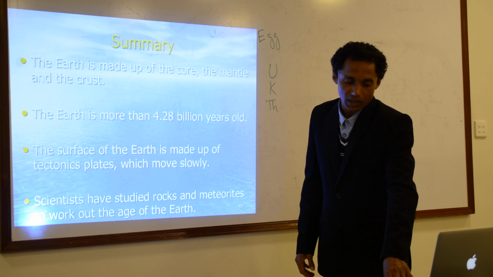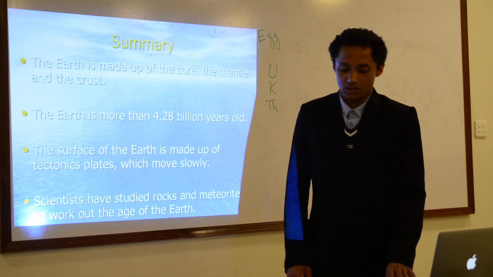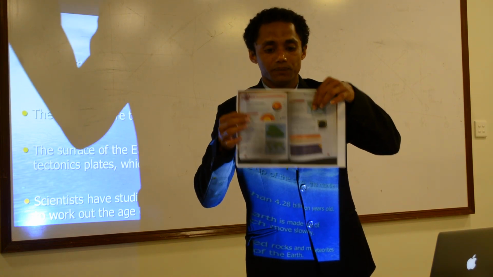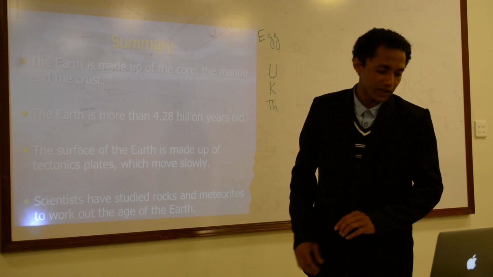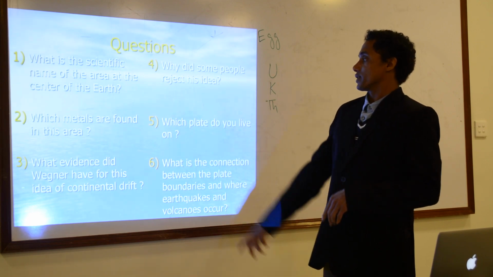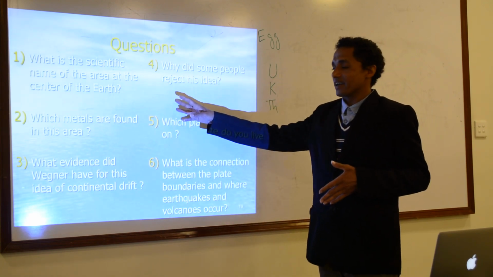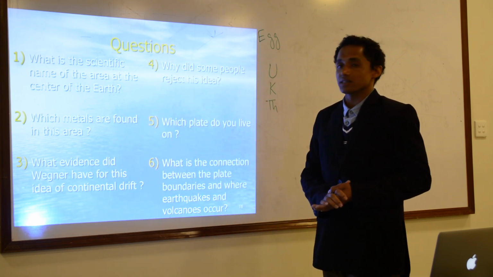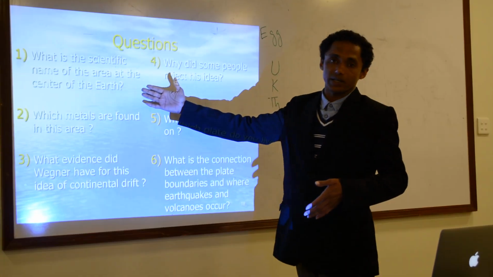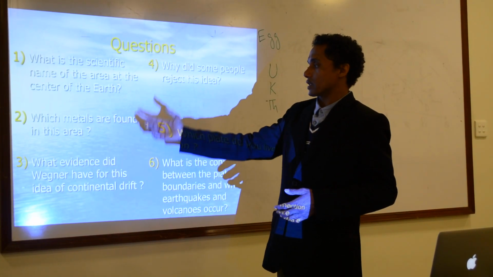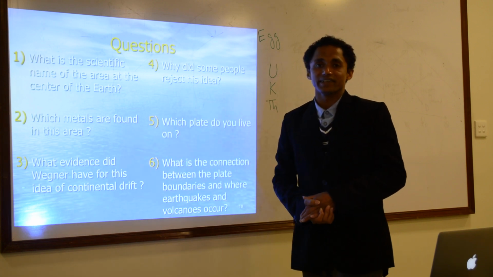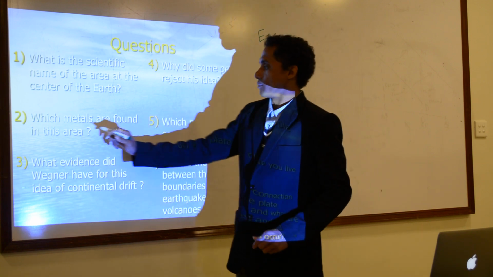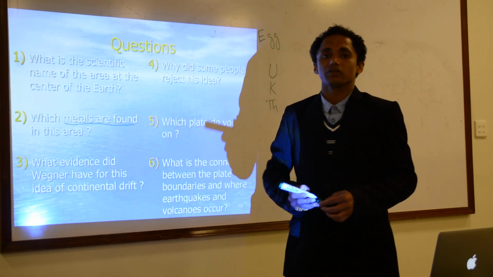We still have a last slide about the questions. Some of the questions are given in your textbook. So I think we can take a look at the questions quickly. Now you are able to understand and answer these questions. The first question is, what is the scientific name of the area at the center of the Earth? We already know that, we studied it very well in the previous slides. And which metals are found in this area? We already discussed the different metals, and what kind of area.